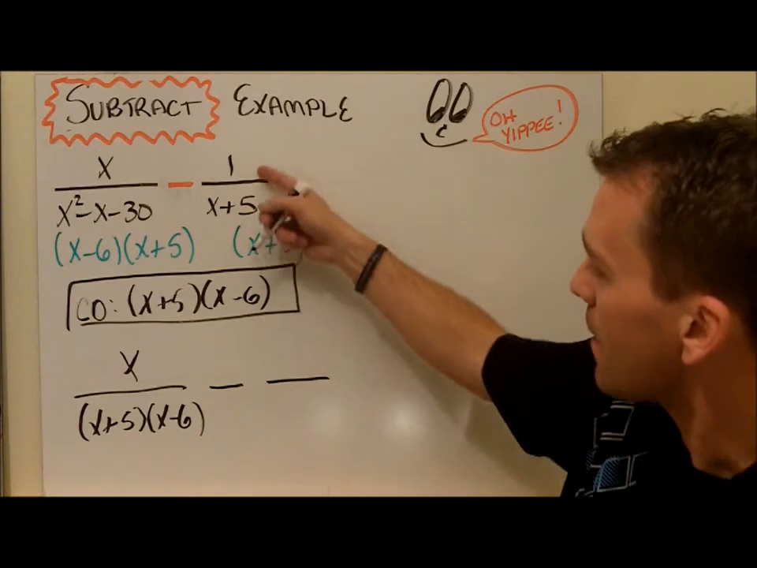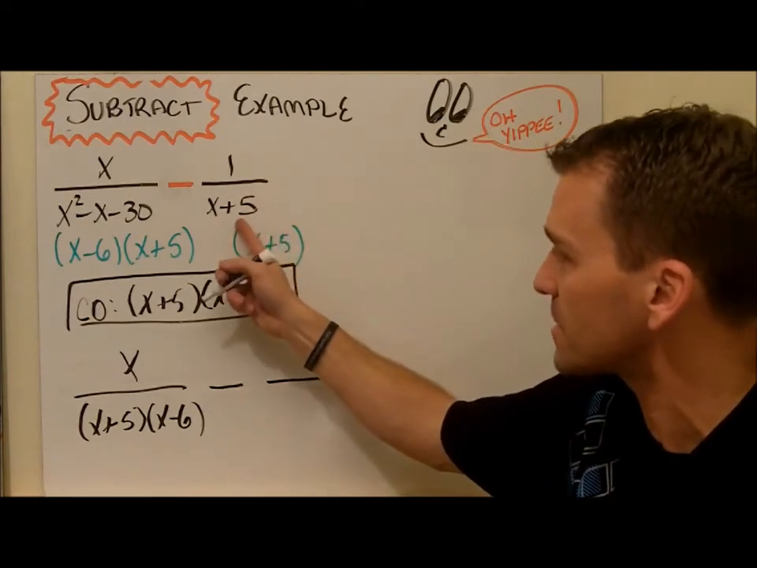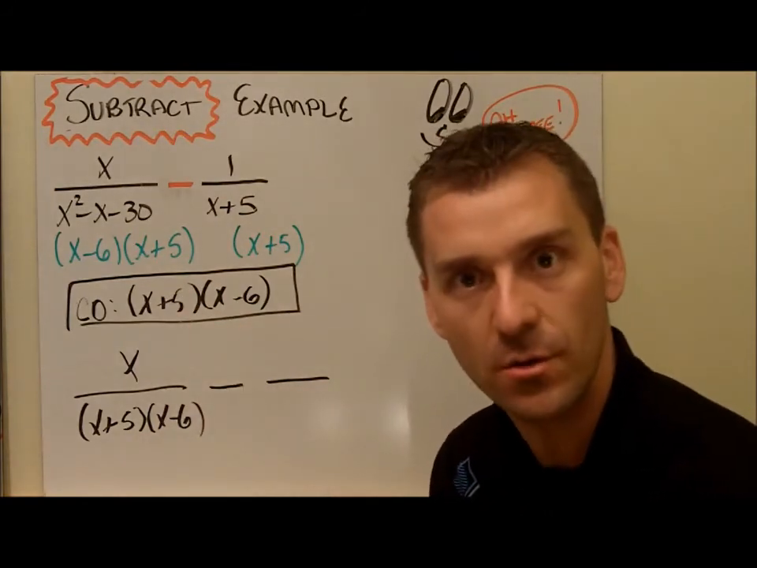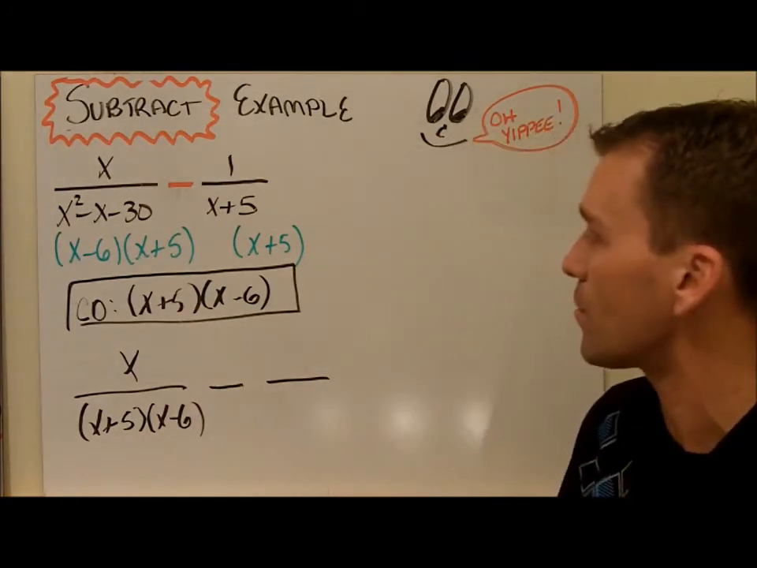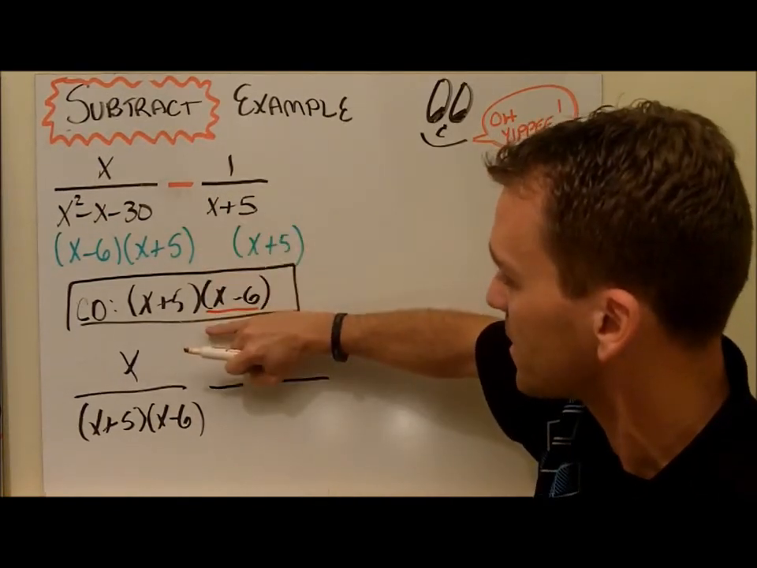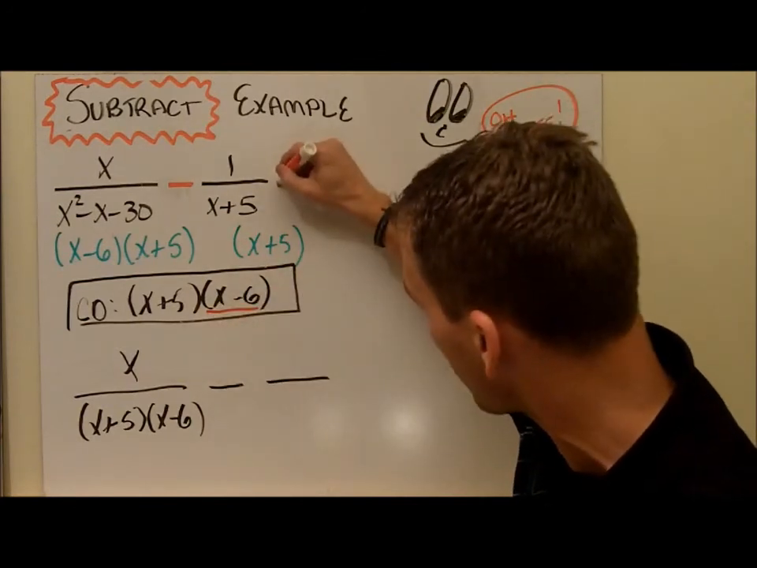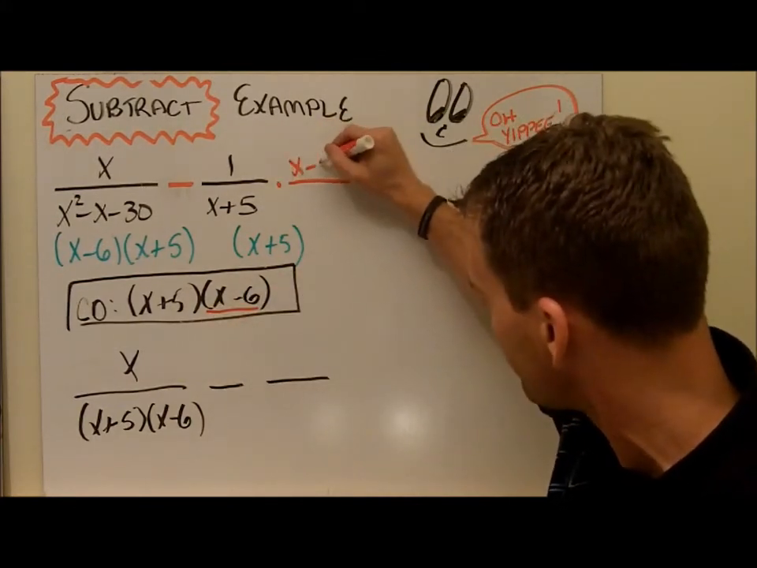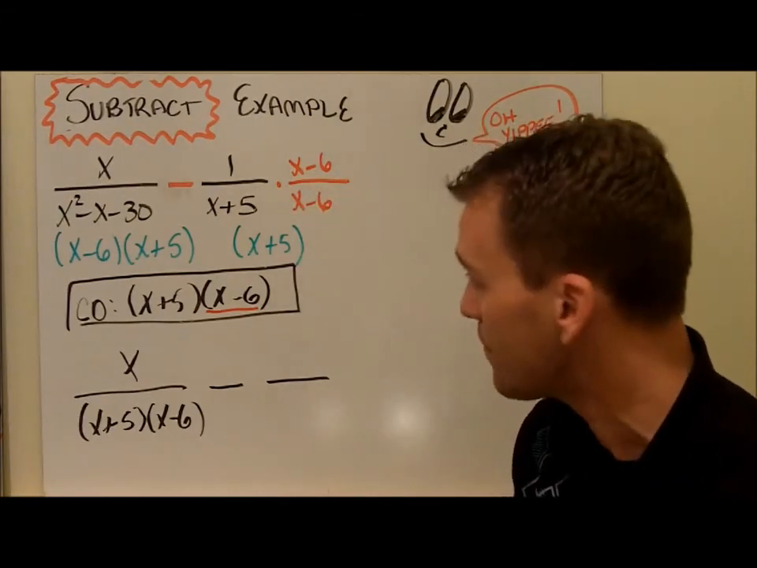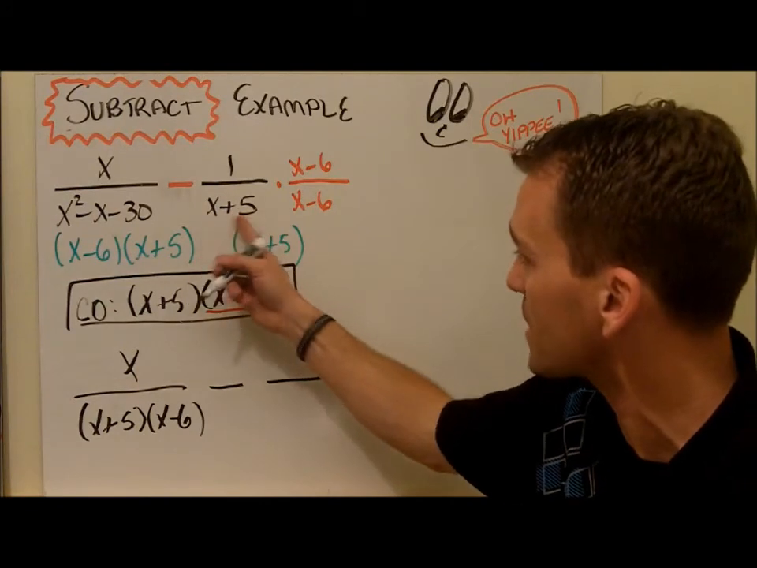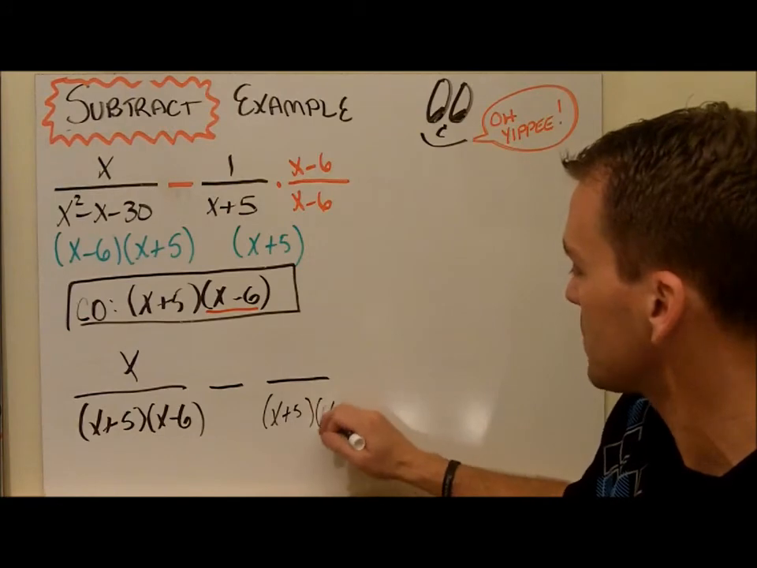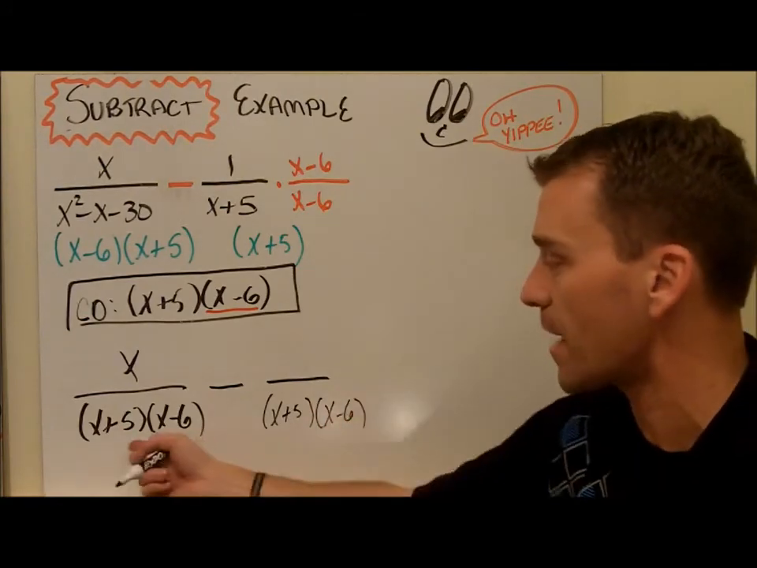Well, for this one, am I missing anything in my denominator of this rational expression, comparing it to my common denominator? I see it too. Good job. We are missing something. What are we missing? We're missing this guy. It has an x plus 5, but it doesn't have an x minus 6. That's the missing piece. So we'll multiply the top and the bottom by x minus 6. Lovely. So now when I do that, in my denominator of this one, I'm going to have x plus 5 times x minus 6. And that's what I wanted, because now I have common denominators.